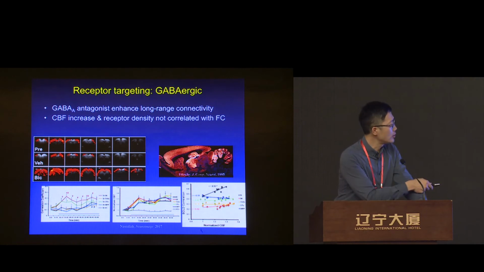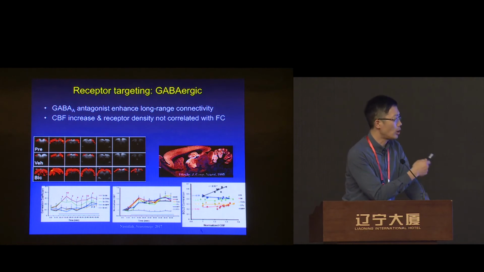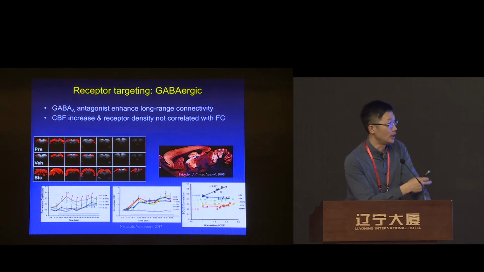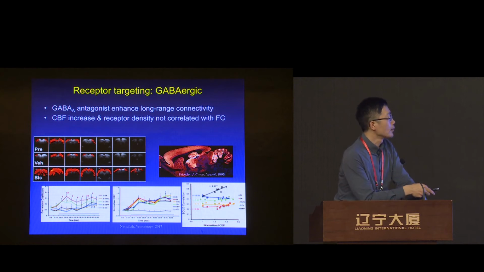However, this connectivity change doesn't correlate with the CBF increase, which we also measured, as suggested by pharmacological MRI studies, that this response could mimic the receptor density distribution shown in this picture as well, where thalamus has much higher receptor density. However, you don't see any thalamic connectivity getting enhanced.